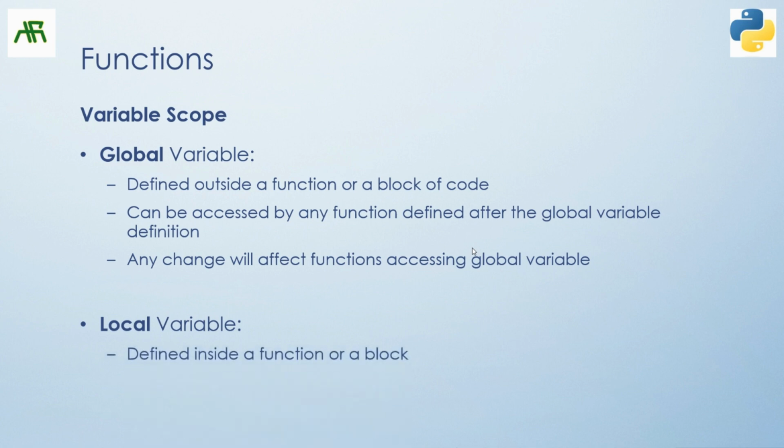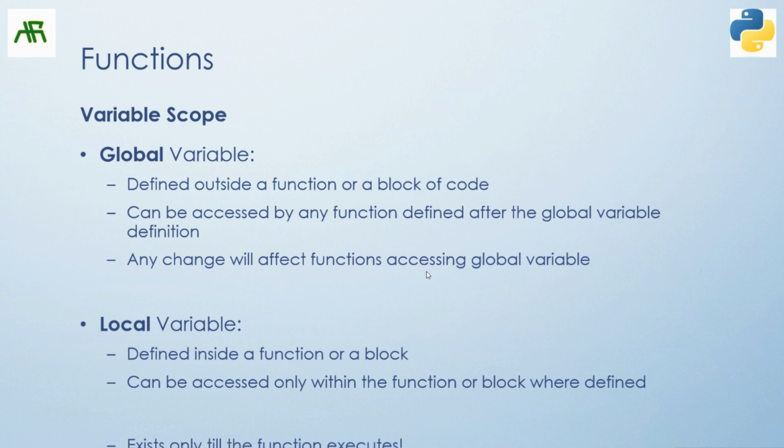The next is the local variable. It's defined within a function or a code block, and it can be accessed only within the function or block where defined. Once defined within the function, its scope does not go beyond that function. It can only be accessed or referenced within that function alone, and it exists only till the function ends. As we saw earlier, a function can be called multiple times within a program. So each time I call it, this local variable gets instantiated, used, and then once the function call closes, the variable also is closed. It doesn't have any possible references outside this function.